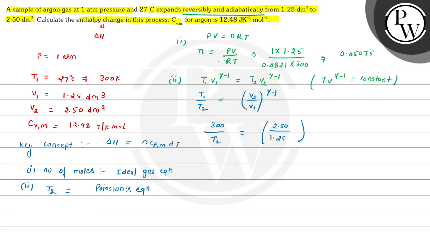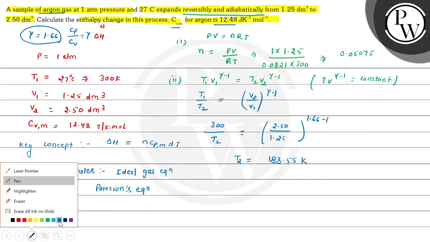Here the value of CVM is given, and this is argon, a monoatomic gas, and for this the value of gamma is 1.66, because gamma is equals to Cp over Cv. So we can write gamma minus 1, that is 1.66 minus 1. After calculation we will get the value of temperature T2 equals 188.55 Kelvin. In this the value of CVM, the molar heat capacity at constant volume, is given.